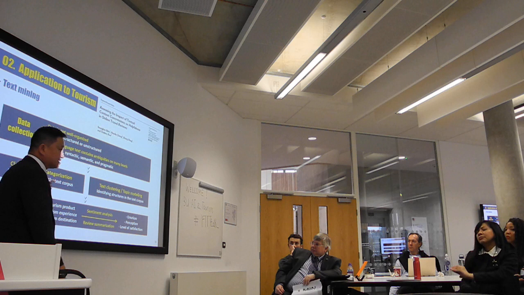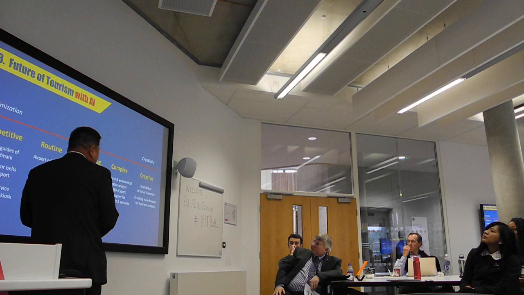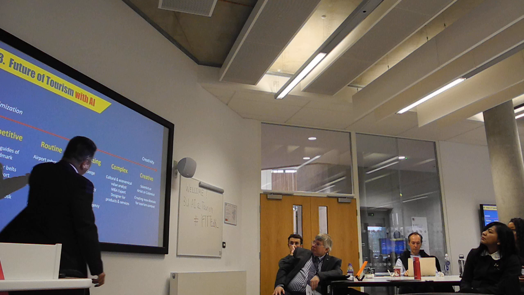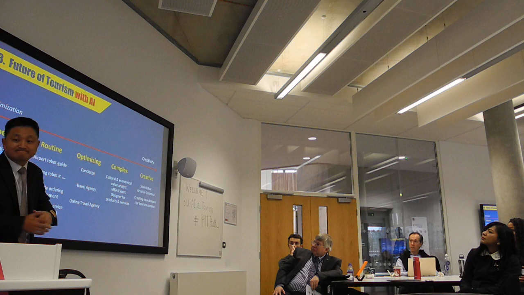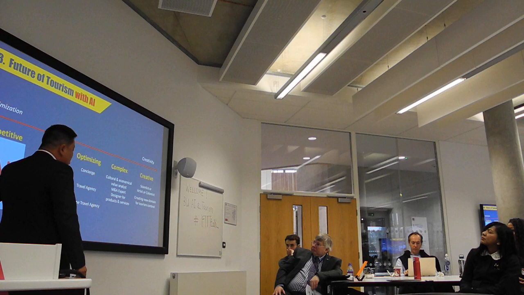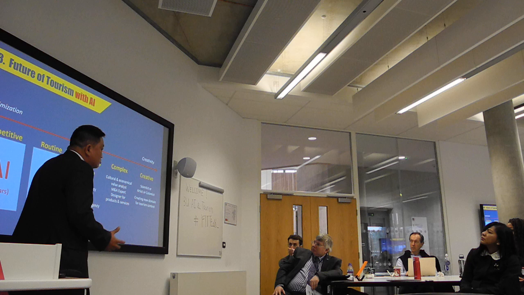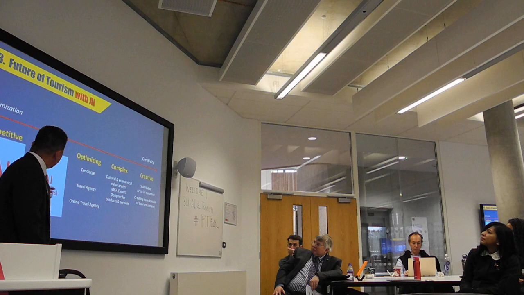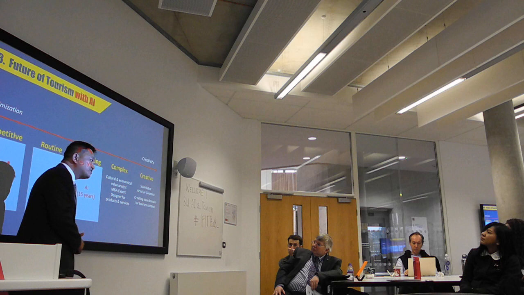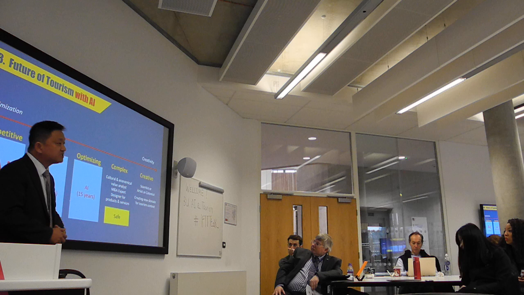So let's talk about the future of tourism with AI. There are five different styles of jobs, from repetitive to creative. Okay? So repetitive jobs, maybe AI will occupy. Within 5 years, AI will occupy that job. I don't know really if it's 5 years or not, but routine jobs will be replaced by AI within 10 years. Optimizing jobs, probably 15 years more. Complex and creative jobs could be safe because we think.